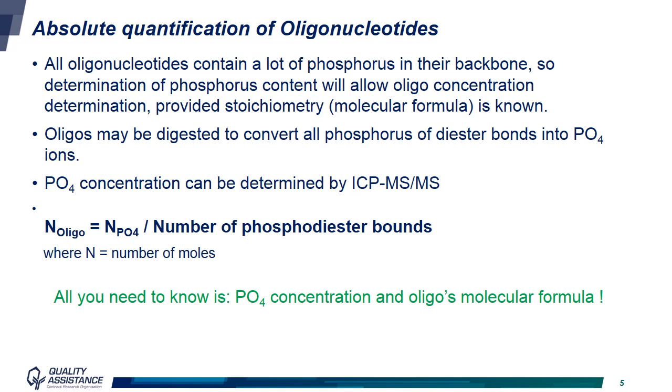The oligos may be digested to convert all phosphorus of diester bonds into phosphate ion that can easily be determined by ICP-MS. So the number of moles of oligo in the sample is equal to the number of phosphate determined by ICP divided by the number of phosphodiester bonds. All you need to know is the phosphate concentration and the oligo's molecular formula.